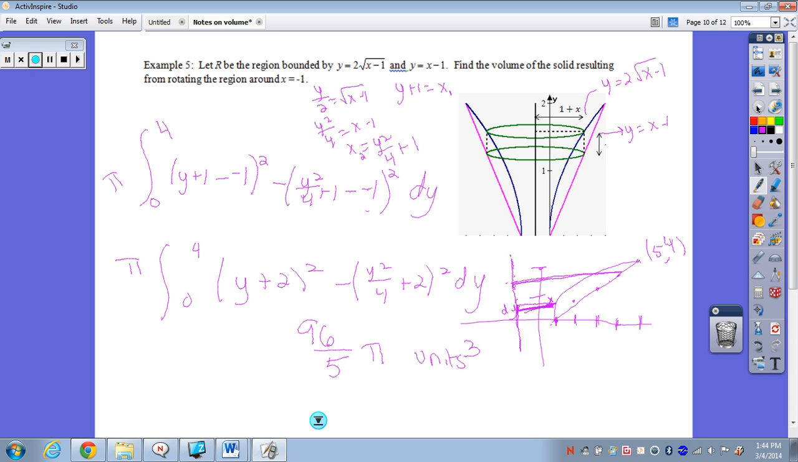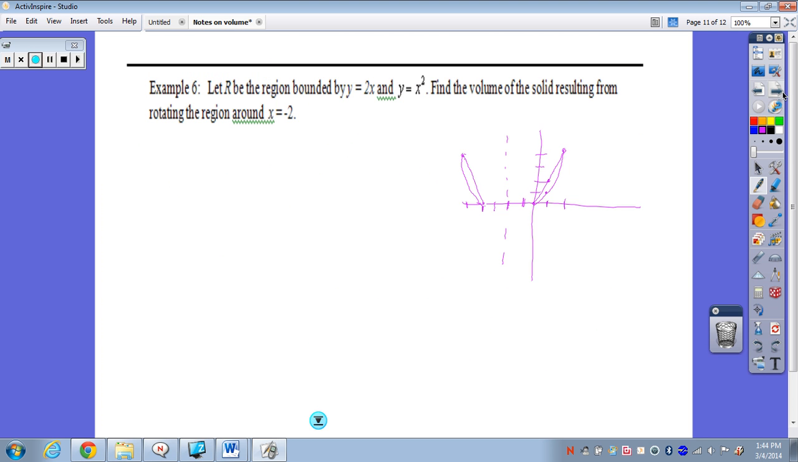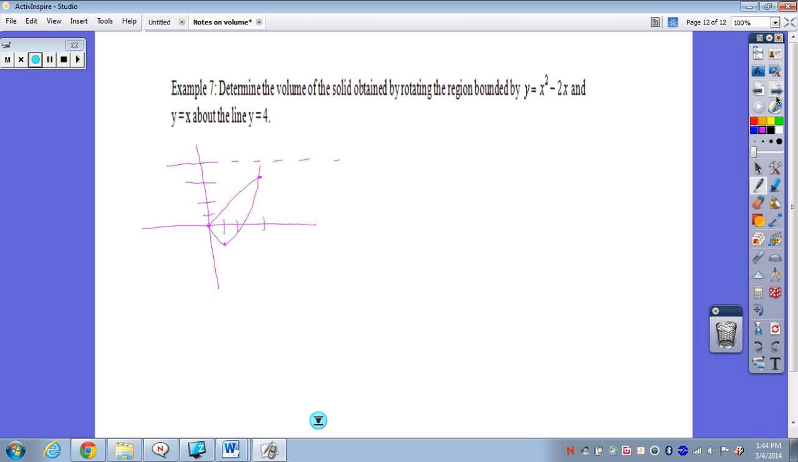Okay, and then I'm going to let you try this example. I kind of drew it, but I want you to actually try this example on your own to make sure that you know how to do this. And then I'll come back and give you the answer after we do the last example. So I want you to try this one.